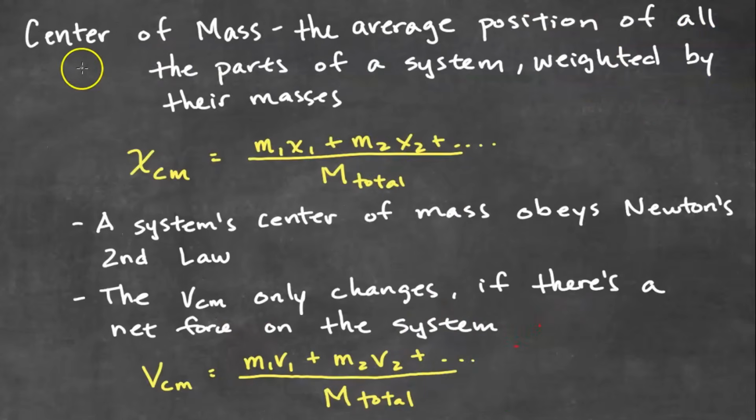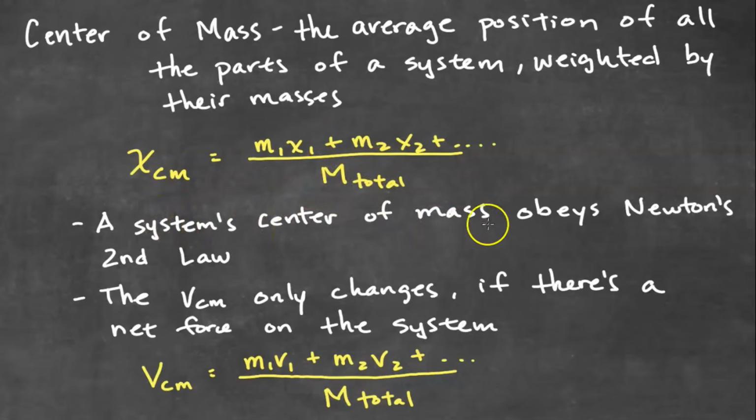Now we'll take a look at the center of mass. The center of mass is defined as the average position of all the parts of a system weighted by their masses. The equation is the position of the center of mass is equal to m1x1 plus m2x2 plus ... divided by the total mass.